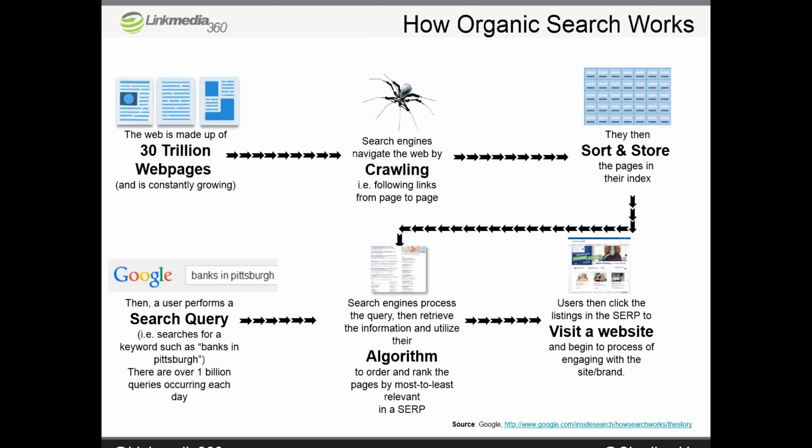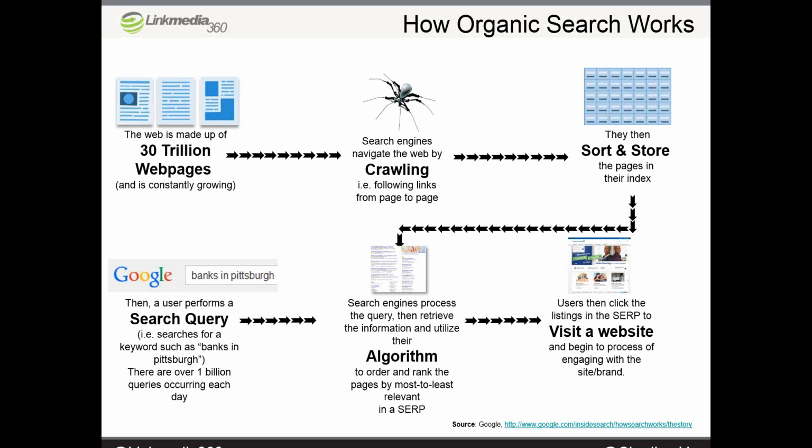This next slide is a really high-level slide about how organic search works. I encourage all of you to Google how search works. They have a really cool interactive infographic that lays this format out in an easier way to understand. But essentially, the Internet's made up of 30 trillion web pages. Search engines have crawlers and robots that crawl all these pages. They put them into a large index. They sort and store them.